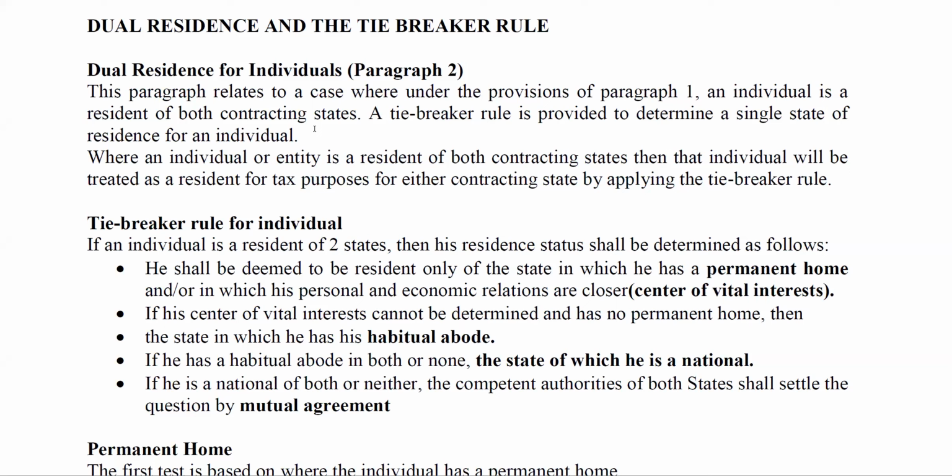Now, one thing you must understand is that the CIT will blend this with our domestic law. So if you are solving a question, it will be difficult for you to trace these things.